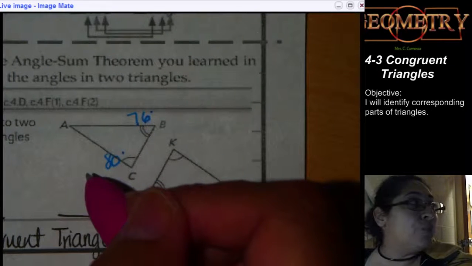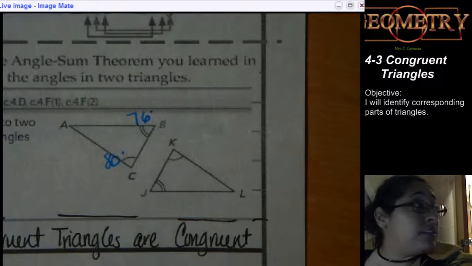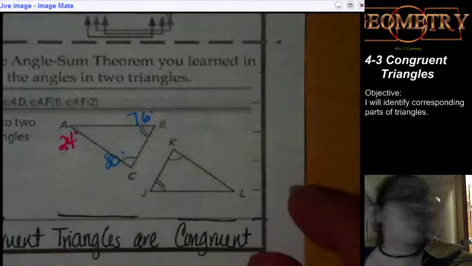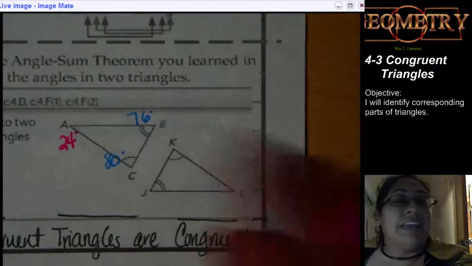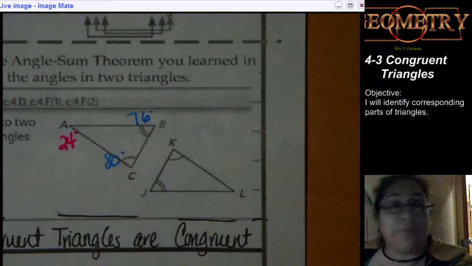That sounds weird. And it sounds weird because if I take 140 and add it to 80 and add it to 76, I'm going to get something way bigger than 180. 24 sounds more reasonable. Shout it though. 24 degrees. He added the two blue numbers and subtracted that value from 180.